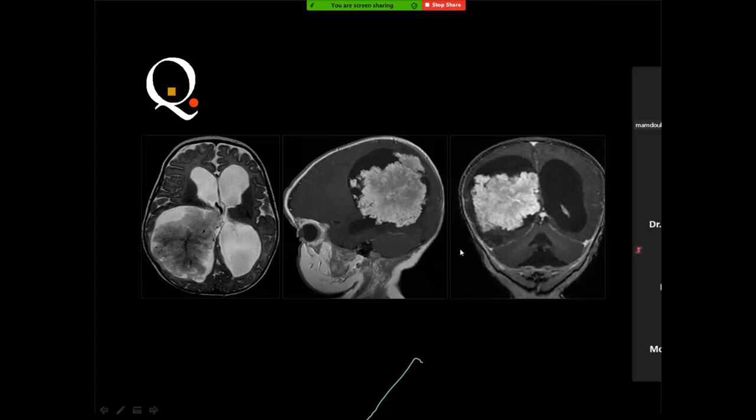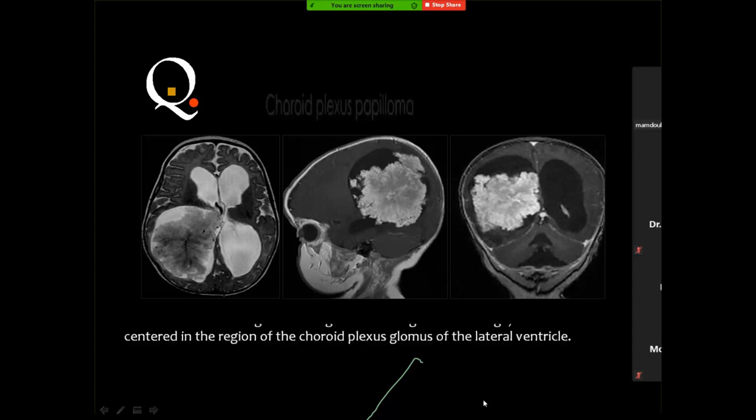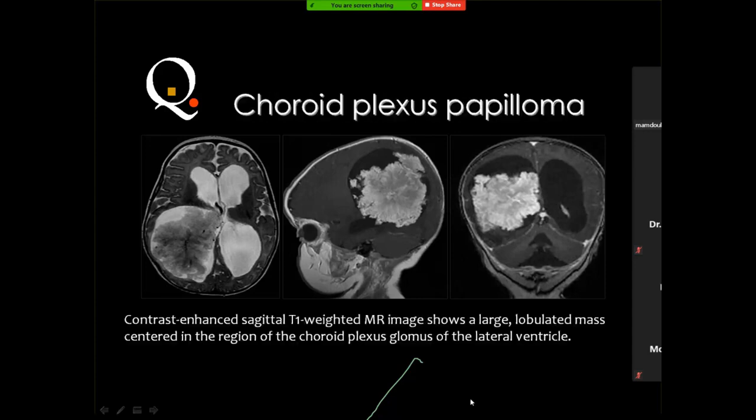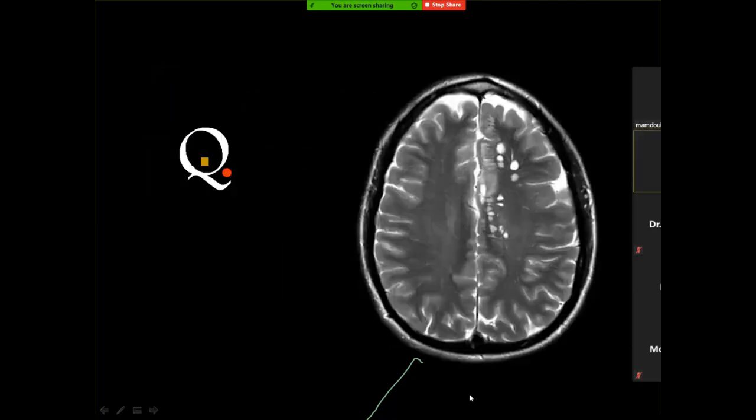Child. And you see this very characteristic appearance of the contour of the lesion. Here you see the lobulated appearance with an intraventricular mass in a pediatric age group. Choroid plexus papilloma. Yes, choroid plexus papilloma. Okay. Next case.